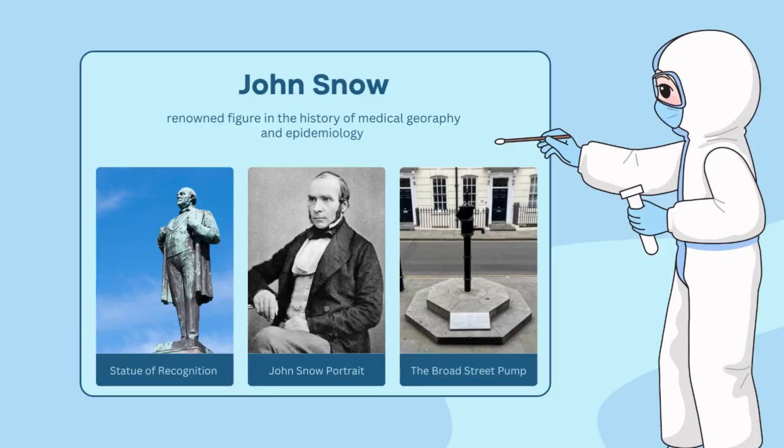John Snow is a renowned figure in the history of medical geography and epidemiology. He is often considered one of the pioneers in the application of geographical methods to public health and is best known for his work in understanding and combating the cholera outbreak in 19th century London. His work laid the foundation for the development of medical geography as a distinct field.